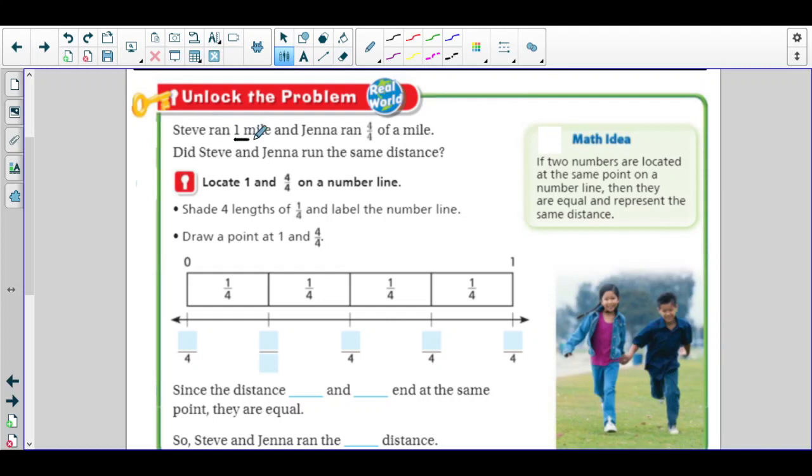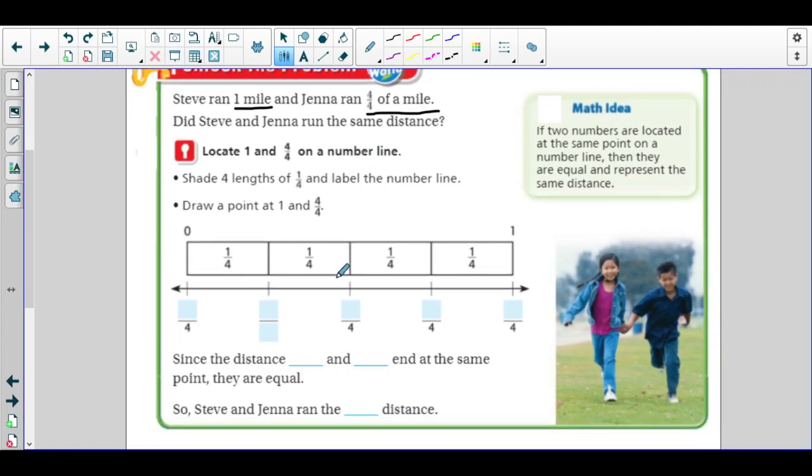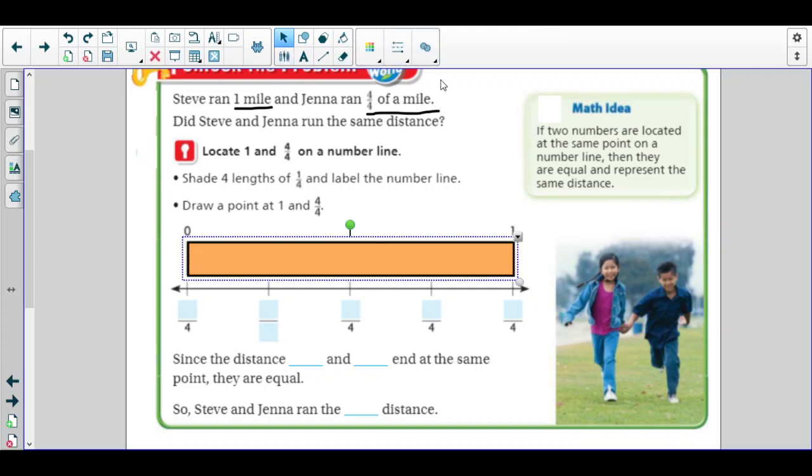Steve ran 1 mile and Jenna ran 4/4 of a mile. Locate 1 and 4/4 on the number line. Okay. So we're going to shade 4 lengths of the 1/4. Right, so there's 1/4, 2/4, 3/4, and 4/4. So we got that shaded in.